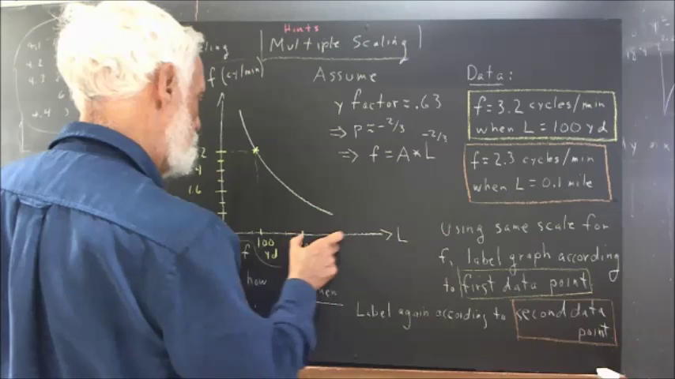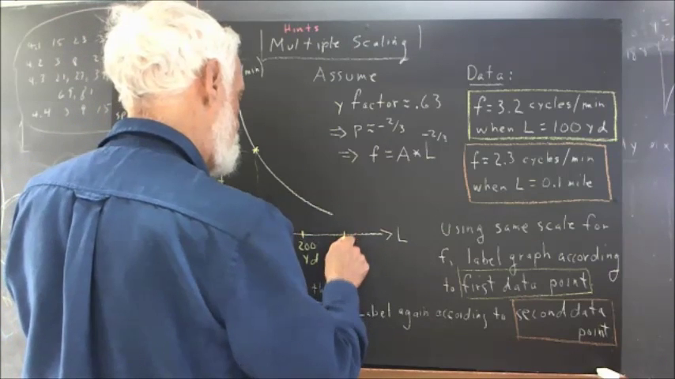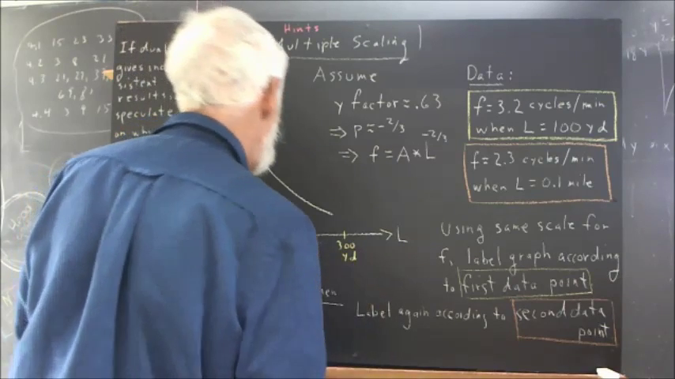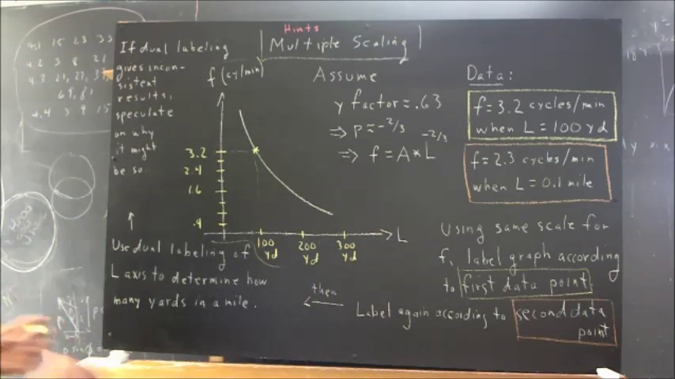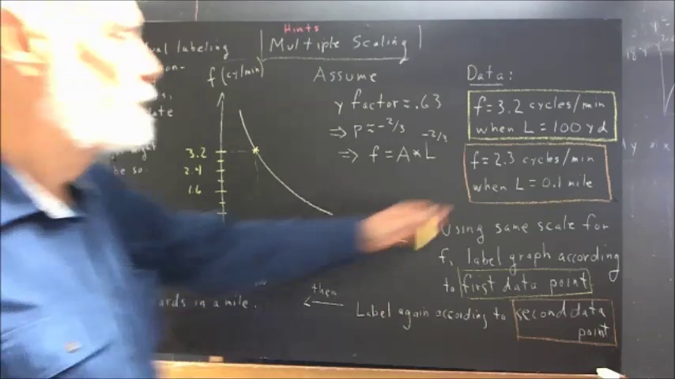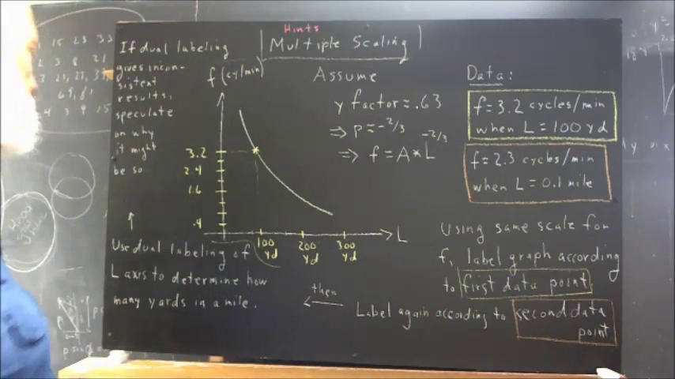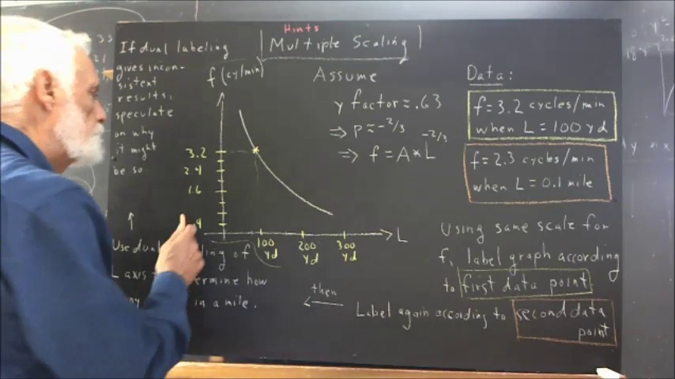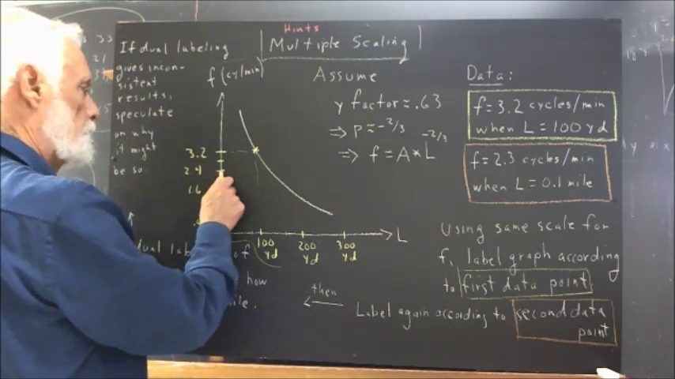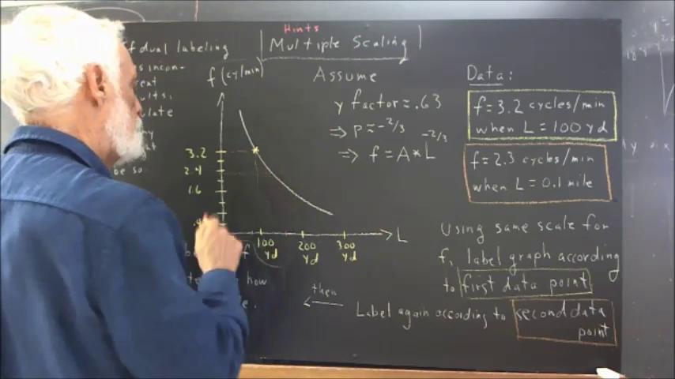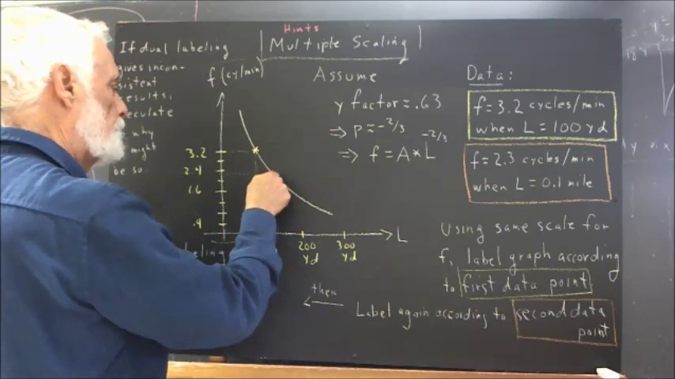And let's see here, here's going to be 300 yards. So now we want to locate this point, 2.3 cycles per minute, 1/10 of a mile. Well, 2.3 cycles per minute is right here, just a little less than 2.4, so that's going to put us here.